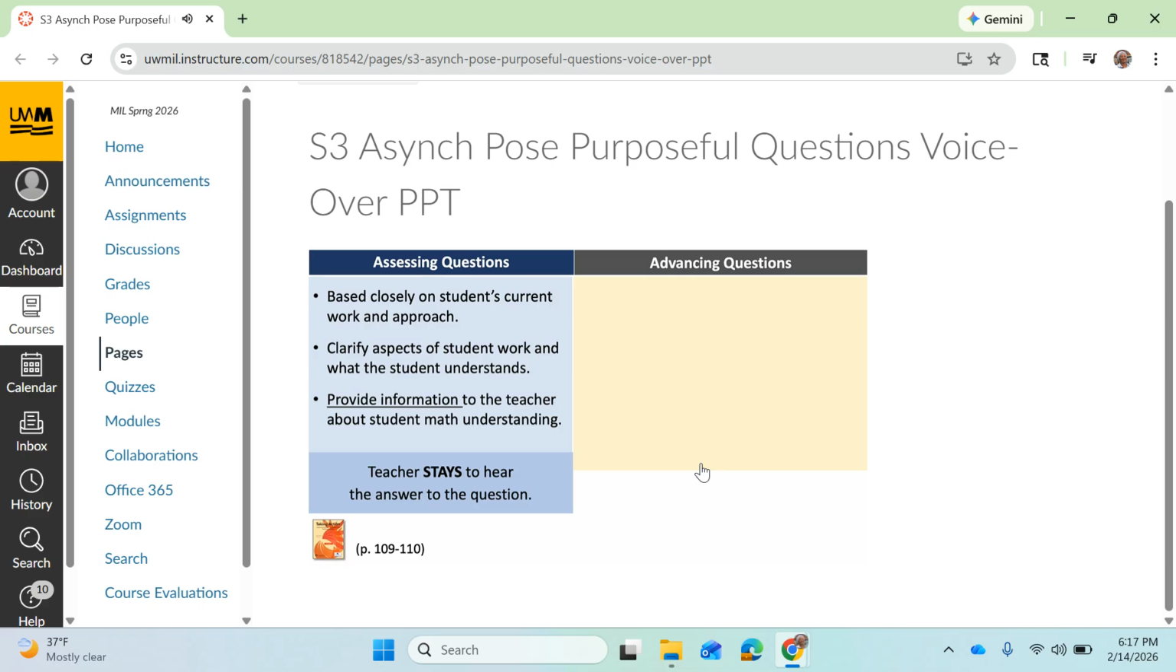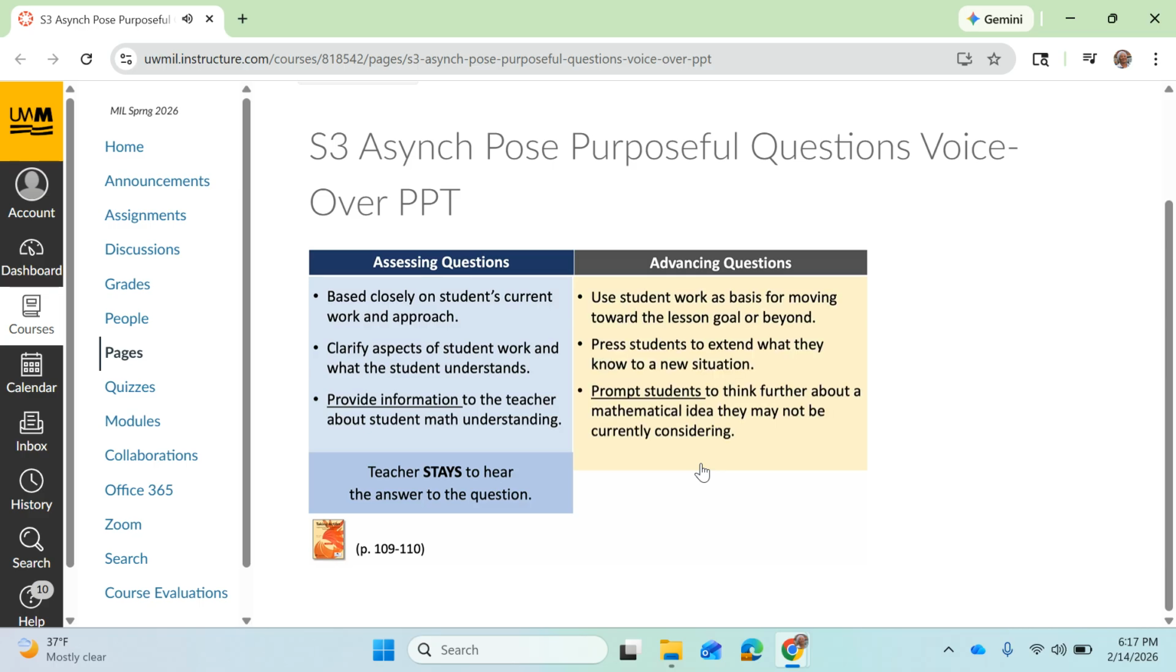In advancing questions, the teacher is going to use the student work still, but they're going to use it as a basis for moving toward the goal of the lesson or even beyond it. So they're not just finding out what the student's thinking. They're saying, okay, here's a question that can push you farther.